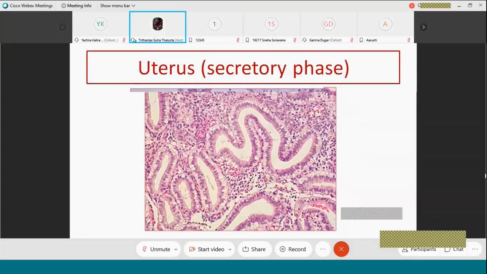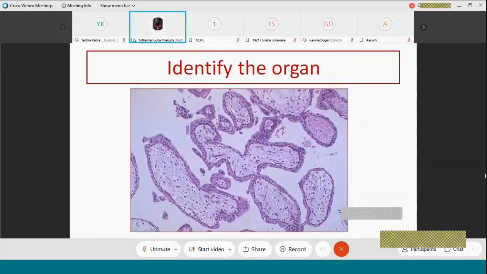What is this organ? Very good. This is the placenta. It shows bits of the placenta where there are villi, and the villi are lined by cytotrophoblast, which is present on the inner aspect, and syncytiotrophoblast on the outer aspect.